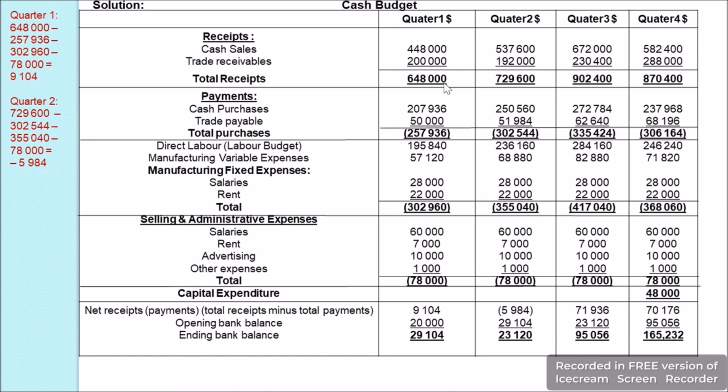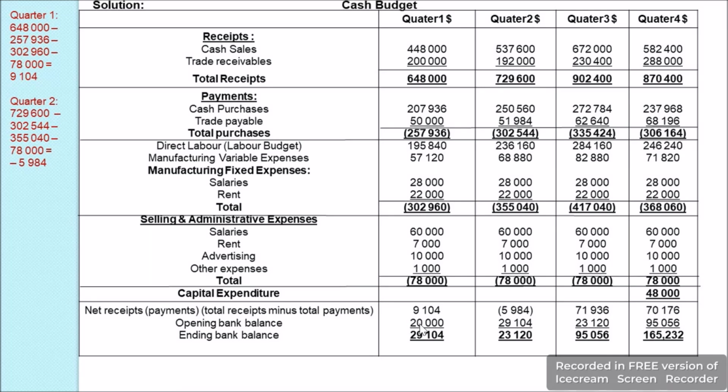We start with the total receipts, which we have here as $648,000. From there we subtract all the other payments, that is we have the total purchases which is $257,936, which is an outflow, so we subtract this. Then we subtract the total other manufacturing expenses, which is $302,960. Then we subtract the selling and administrative expenses total, which is $78,000. We get the value as $9,104, and this is the net receipt which we have mentioned here.